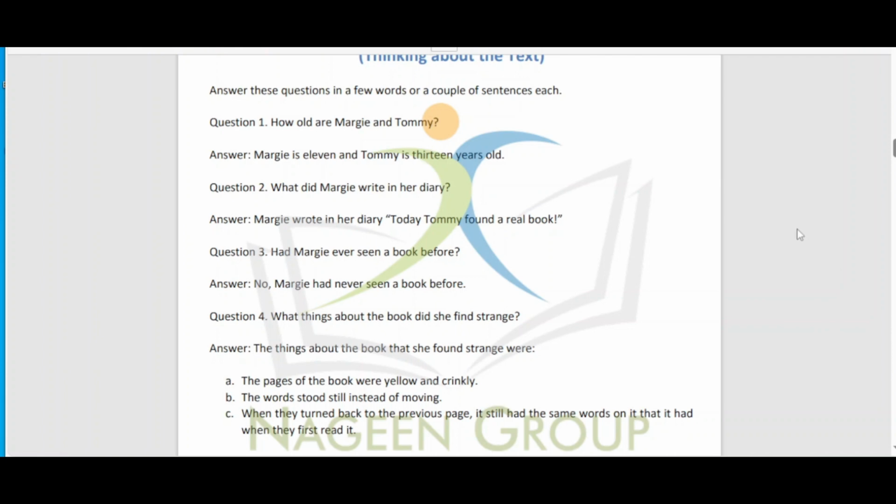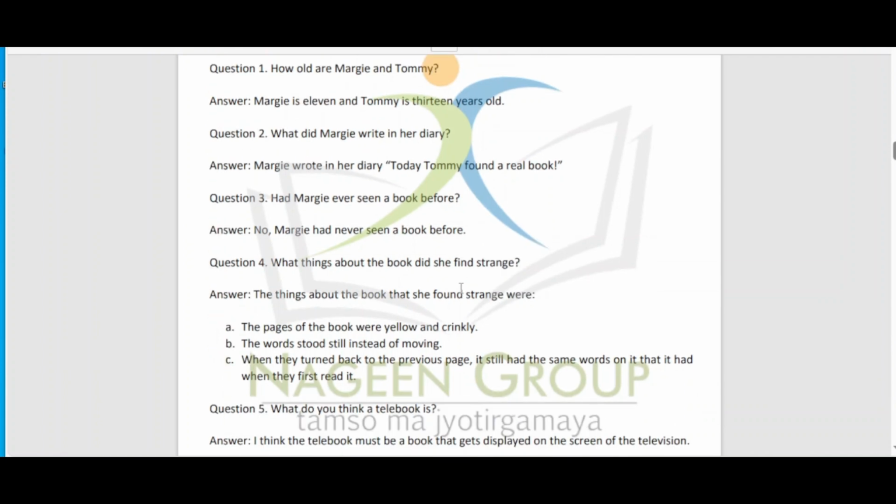Question number 3. Had Margie ever seen a book before? No. It was the first time Margie had seen a book. She had never seen a book before. Question number 4. What things about the book did she find strange? What is the actual point about the book that she finds strange?